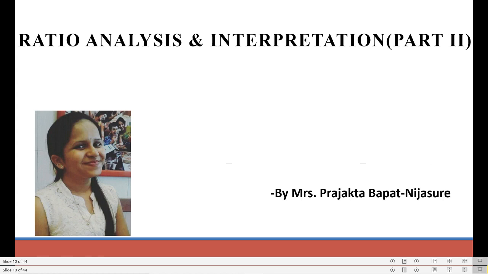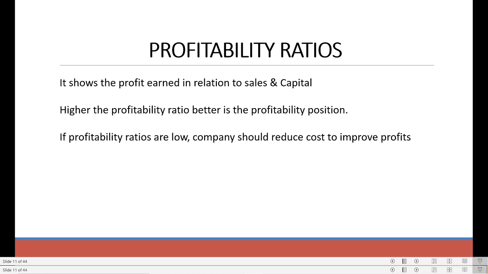Today's video is about ratio analysis and interpretation, part 2. In the previous video we discussed the classification of ratios. They are classified into 5 categories. The previous video was about liquidity ratios. Today's video is about profitability ratios.